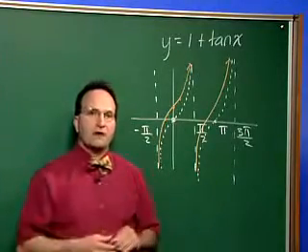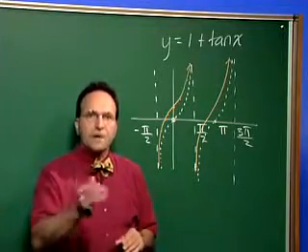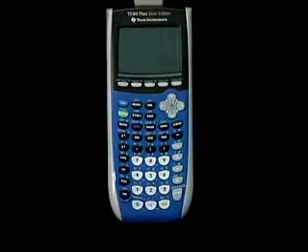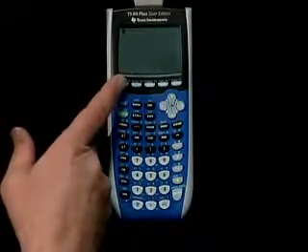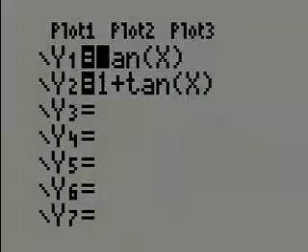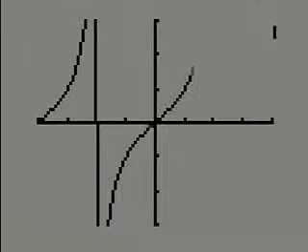Well, I hope that's the graph that you were able to find when you did it. Let's verify that graph on the calculator. So pushing our equation button, we can put in tangent x and 1 plus tangent x, and then graph them on the same coordinate axis. So there's tangent x, and there you see y equals 1 plus tangent x, which shows that it's been shifted up by 1 unit.